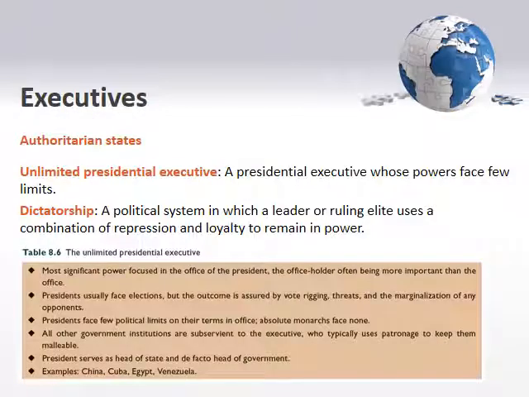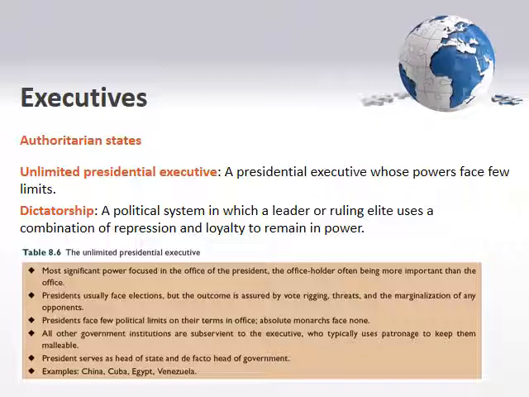Now, in authoritarian states, we see unlimited presidential executives. They're not checked by a constitution. There isn't a meaningful check with other branches of government. The judiciary and the legislative branch probably exist, but there is always the potential for a political override. The president has the real power, and that's why I refer to this as an unlimited presidential executive. In many cases, this is synonymous with dictatorship.